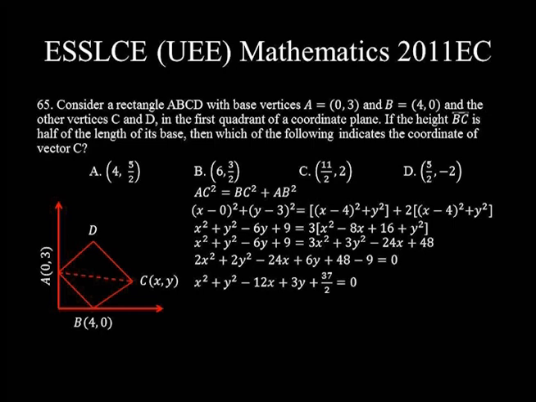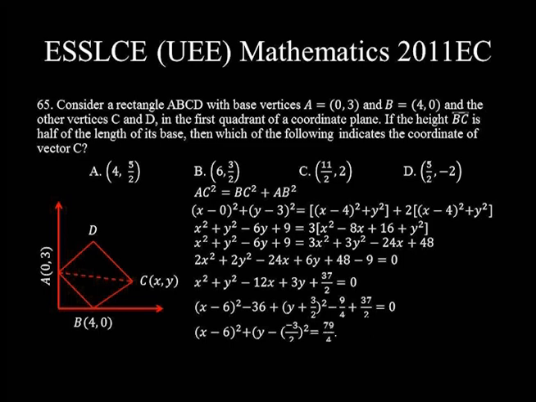This is the equation of a circle. So let's use the completing the square method to find the center of the circle. That's (x minus 12 divided by 2 is 6) the whole square, minus 6 squared, that's 36, plus (y plus 3 divided by 2 is 3 over 2) the whole square, minus the square of 3 over 2, that's 9 over 4, plus 37 over 2 is equal to 0. This implies (x minus 6) the whole square plus (y minus negative 3 over 2) the whole square, minus 36 minus 9 over 4 plus 37 over 2 means negative 79 over 4. Taking negative 79 over 4 to the right of equality, we find 79 over 4. So this is the equation of a circle with center (6, negative 3 over 2).